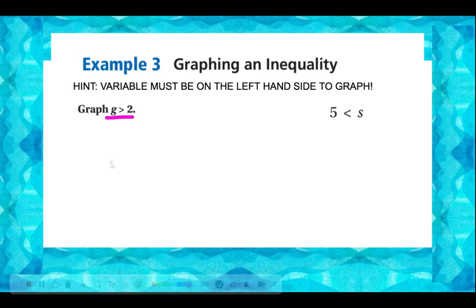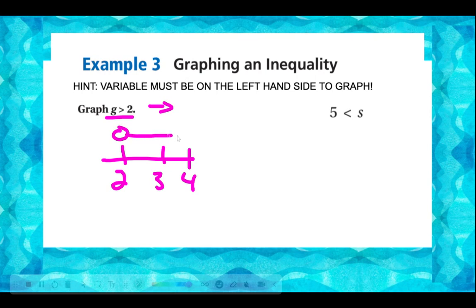Okay, now we're graphing these. So g is greater than 2. So we make a number line. I know my line is going to the right because remember I drew the little arrow trick, right? So I start with 2, 3, 4. This would be an open circle to the right.